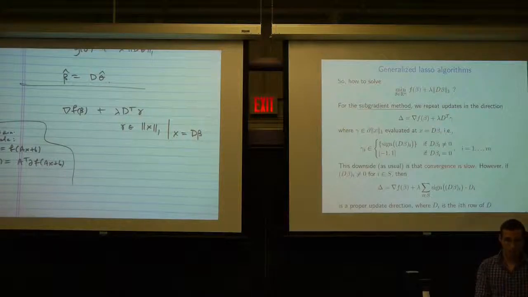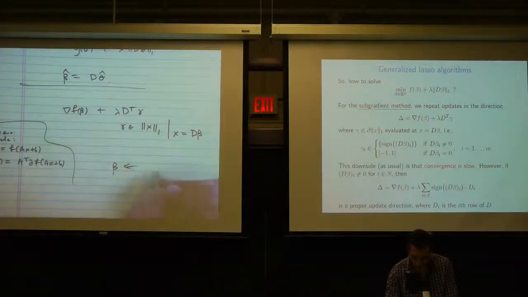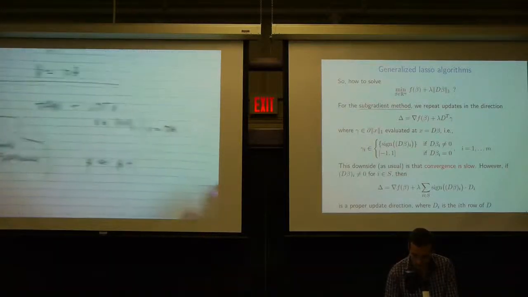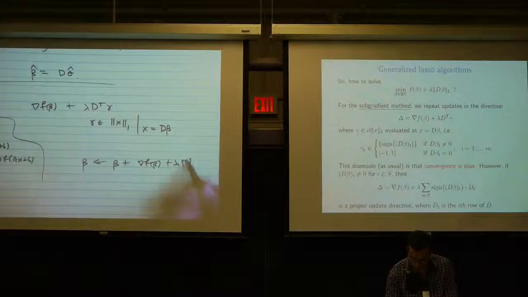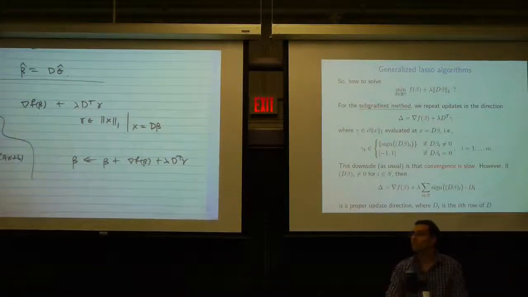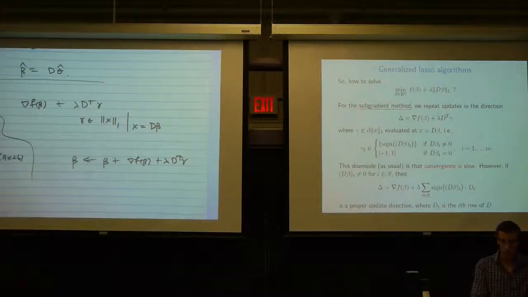Okay, so this is the subgradient method. I repeatedly do: beta gets beta plus this guy, right? Subgradient f of beta plus lambda d transpose gamma. Over and over and over again. So we can apply this algorithm to this problem.